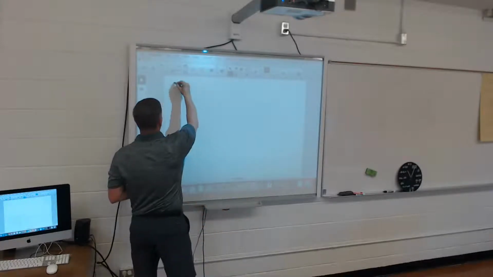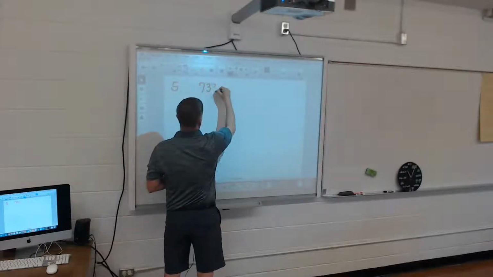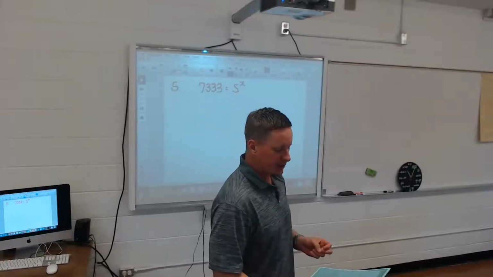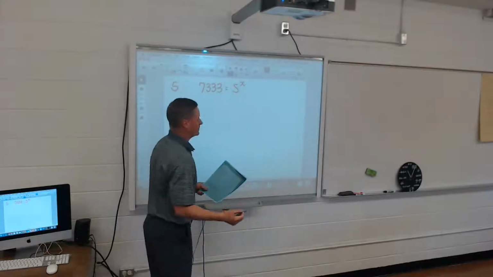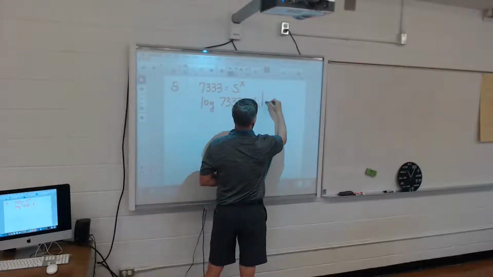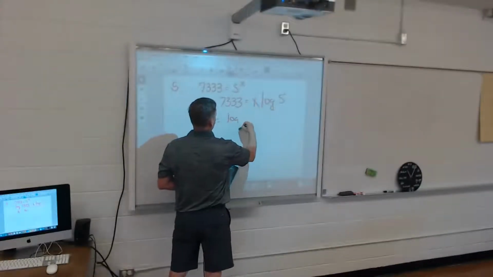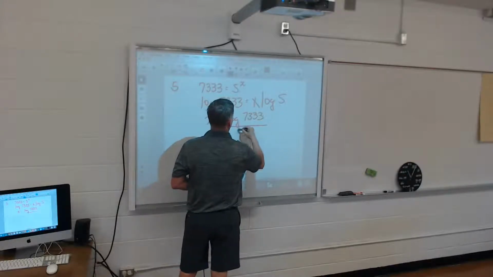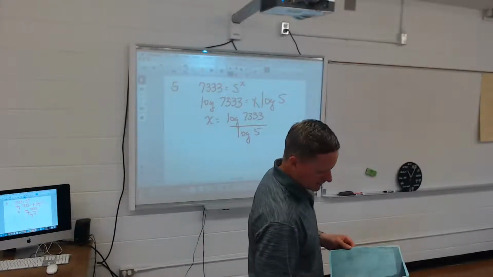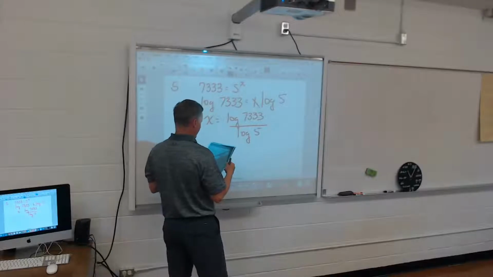Number 5, solve for x to 1 decimal place. There's a couple ways in which you could do this. You could graph it, which is fine. Or take the log of both sides and move that x down in front, so I get x is equal to log 733 divided by log 5. And the answer for that, 5, was D, 5.5.